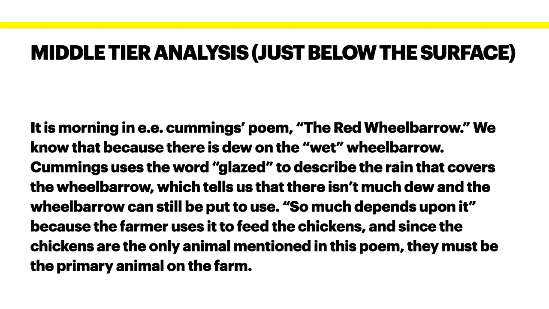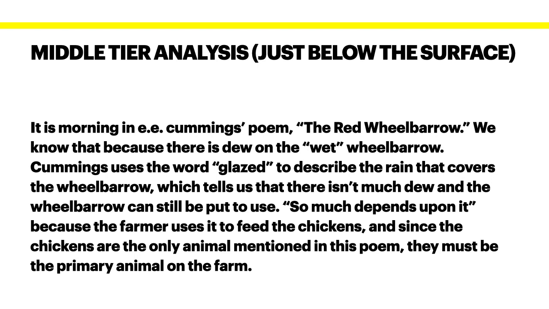So much depends upon it because the farmer uses it to feed the chickens, and since the chickens are the only animal mentioned in this poem, they must be the primary animal on the farm. Okay, so I think that this paragraph does a better job than the first paragraph of interpreting it, digs a little bit deeper into the poem.